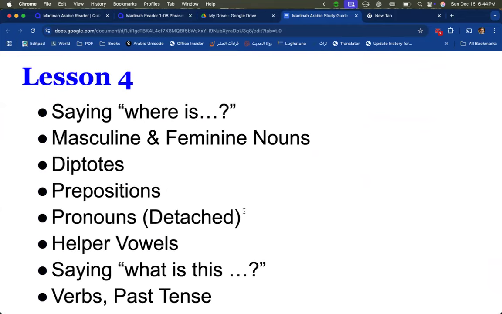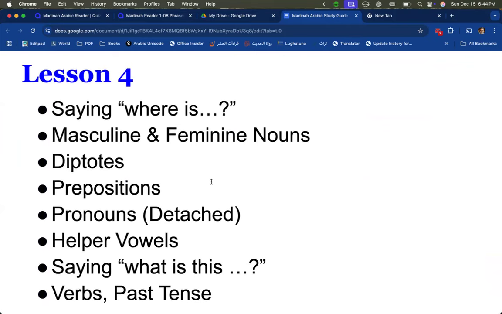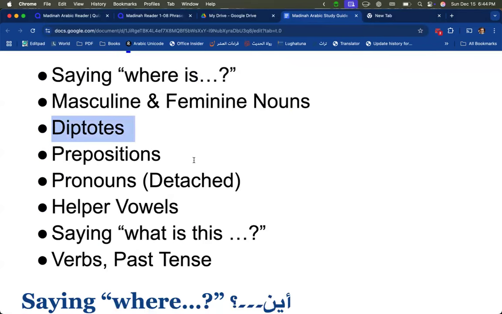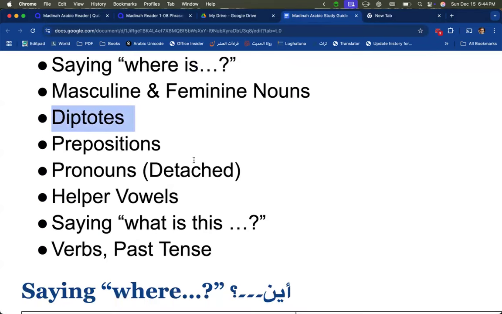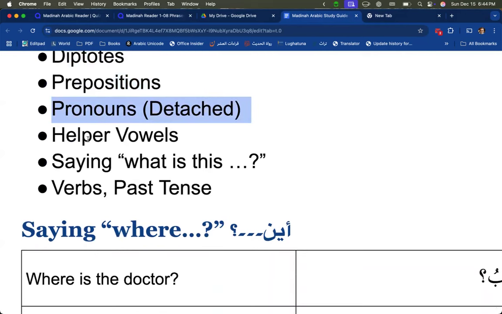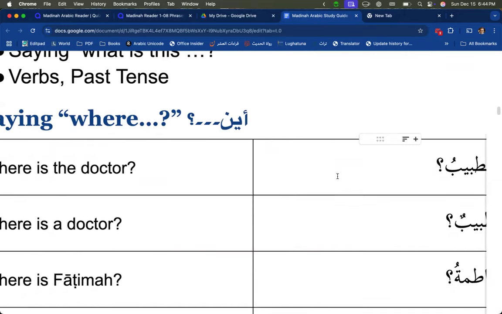In lesson 4, we learned to say where is. We learned about feminine nouns versus the regular, then diptotes, and we'll talk about diptotes. It's easy. We learned a few prepositions, detached pronouns, and helper vowels. We'll talk about what these are. Okay, so aina is easy.